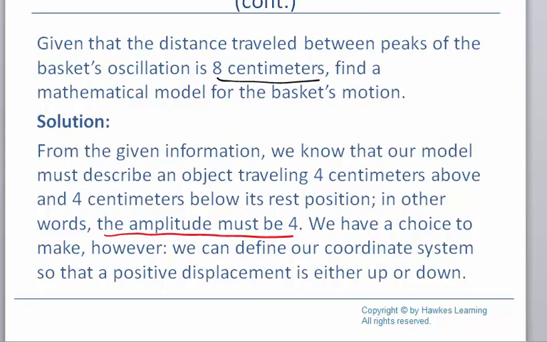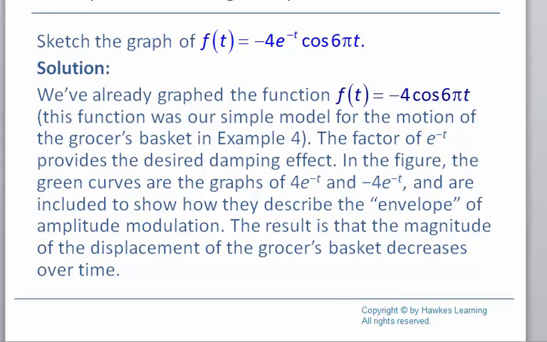Okay, so the last thing that we want to look at, and we're just going to talk through this really quickly, is the idea that as this basket bounces up and down, eventually it's not going to bounce up to 4 and bounce down to -4, but that it's going to start to kind of level itself out, and eventually it will stop bouncing altogether. So on this, we are asked to graph the function -4 e to the negative t cosine 6 pi t.